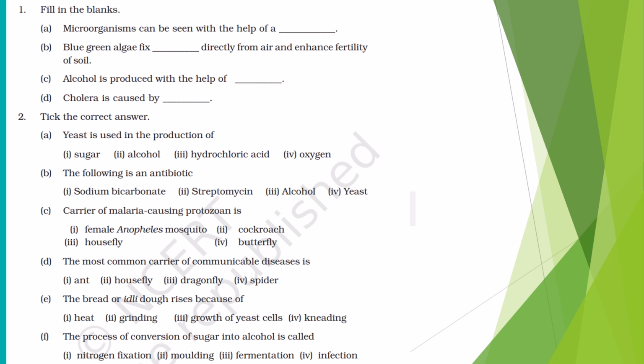Today we shall look into the solutions for the chapter Microorganisms. So first we shall look into these fill in the blanks. Microorganisms can be seen with the help of a, what is it? With the help of a, yes, microscope, right? Microorganisms, also called as what? Microbes, can be seen with the help of microscope.